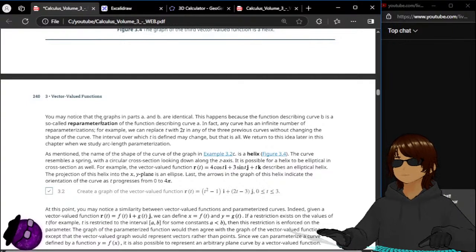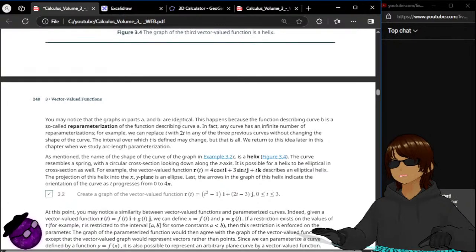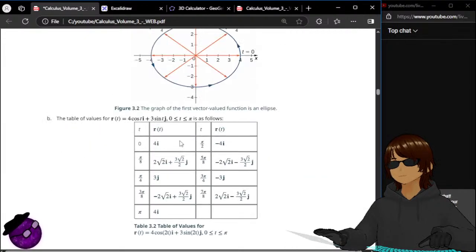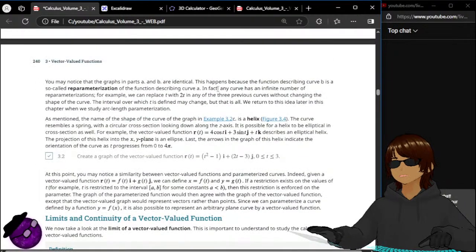You may notice the graphs in paths A and B are identical. This happens because the function describing curve B is a so-called reparameterization of the function describing curve A. In fact, any curve has an infinite number of reparameterizations. For example, we can replace t with 2t in any of the three previous curves without changing the shape of the curve. The interval over which t is defined may change, but that is all. We return to this idea later in this chapter when we study arc length parameterization.